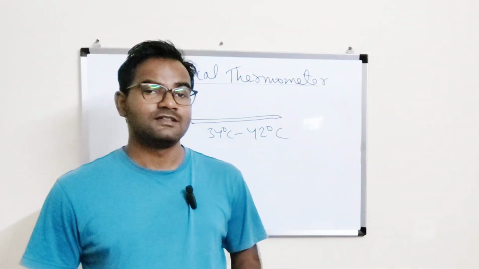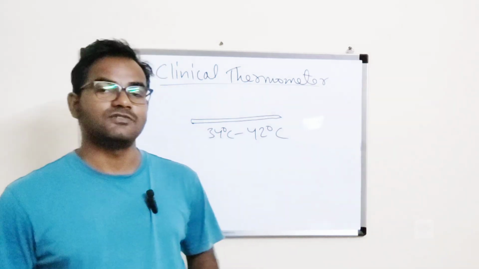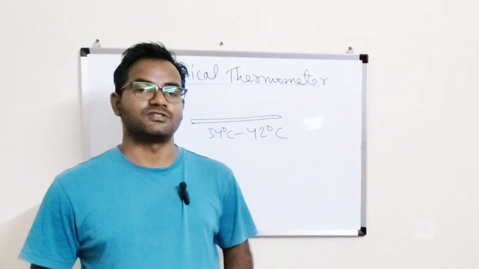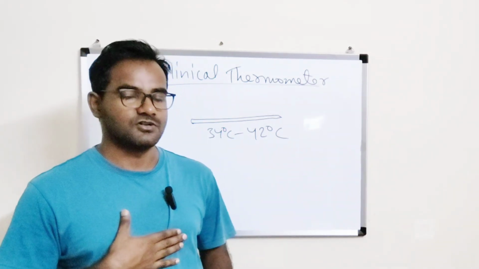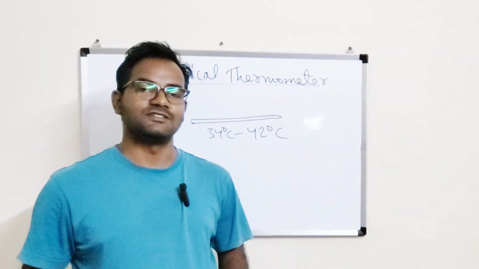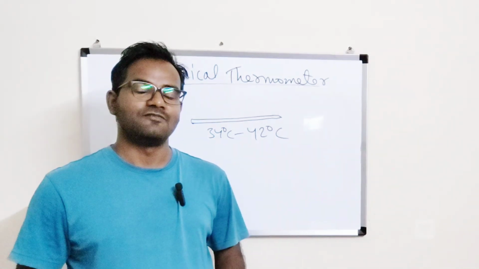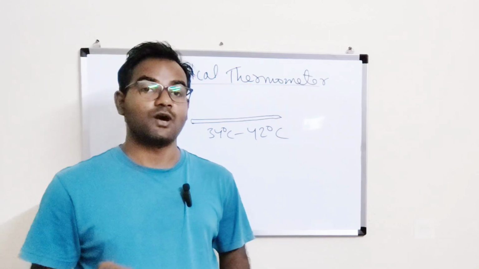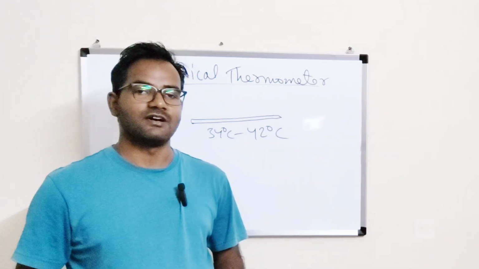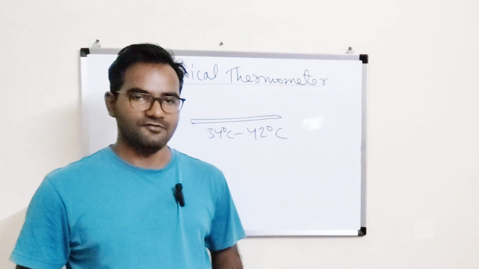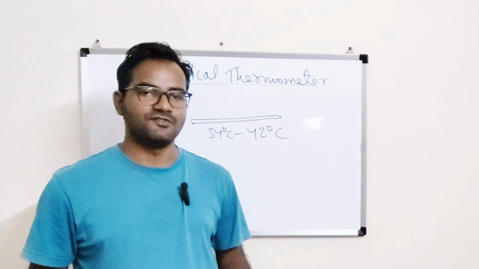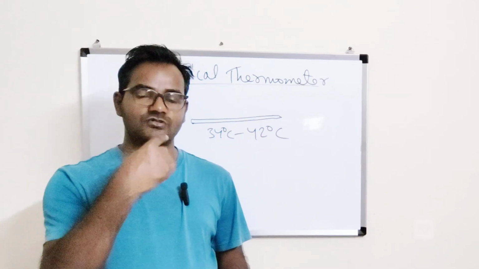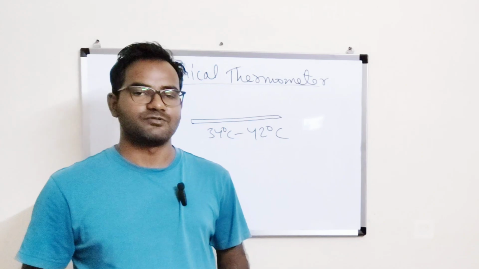Why do we use this clinical thermometer? We use this clinical thermometer to measure the body temperature of human beings. Now where do we put this thermometer? We put it in our mouth below our tongue, right? Why? Because that area has a high concentration of heat, right? So whenever we get fever, if we put it under the tongue, it can measure the temperature accurately.